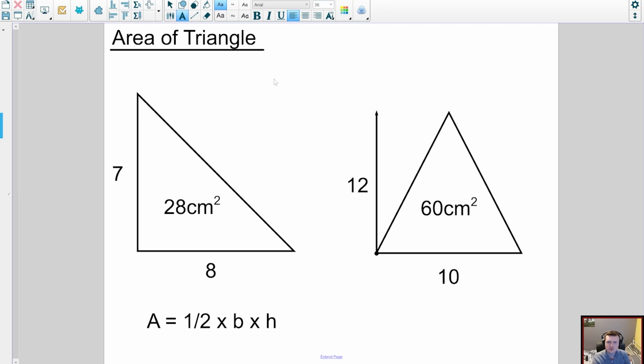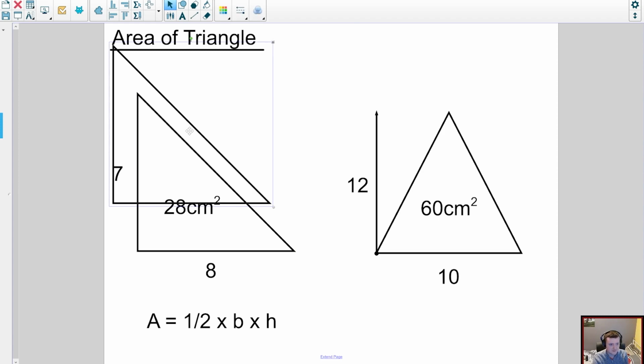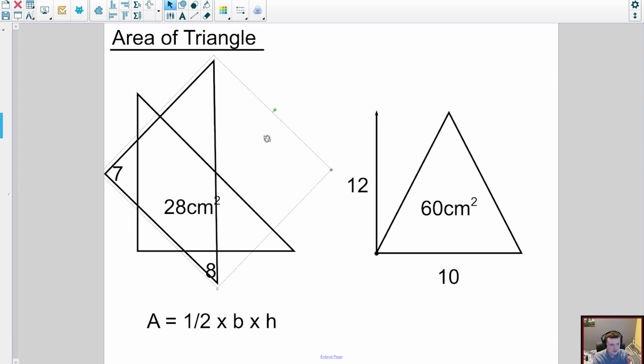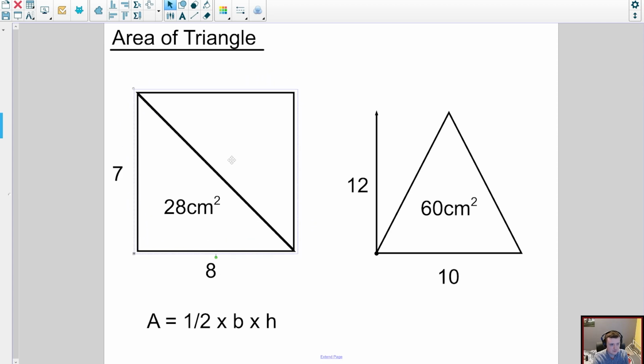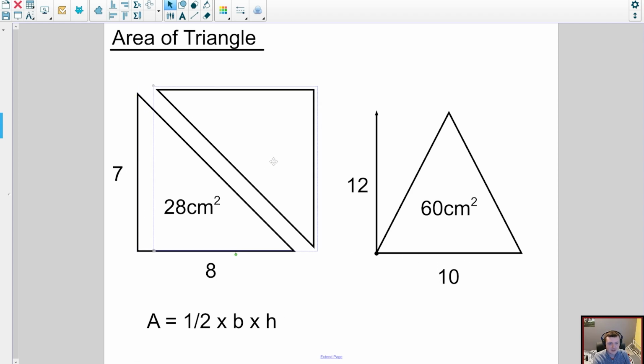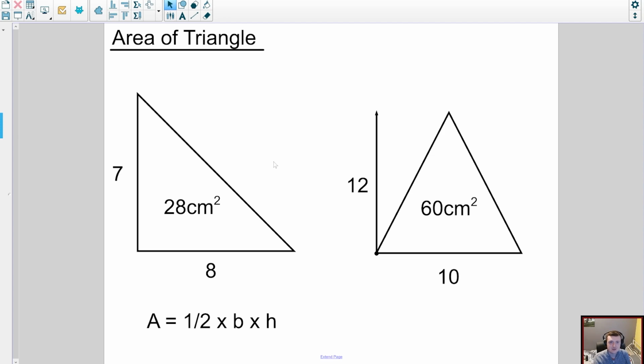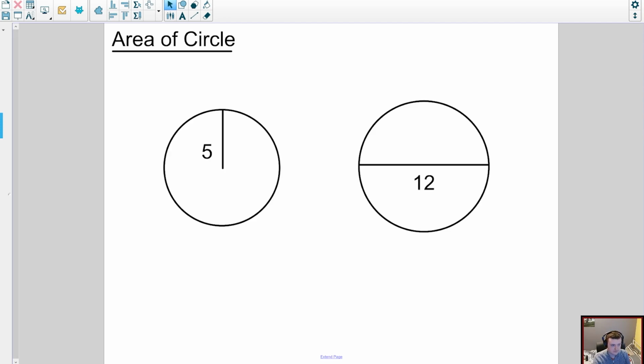If you ask yourself, well, why is it half though? Well, if we take this and we copy it and we rotate it 180 degrees, we make a square. And so it's exactly half as big as a square would be, which is why we half our answer. And that works for all triangles, isosceles, equilateral, scalene, anything. As long as you've got a perpendicular height and a base to times together and half it, you will get the right answer. And so that is how you do the area of a triangle.